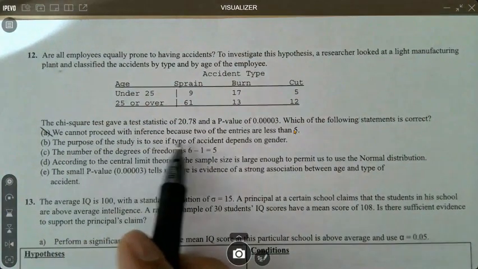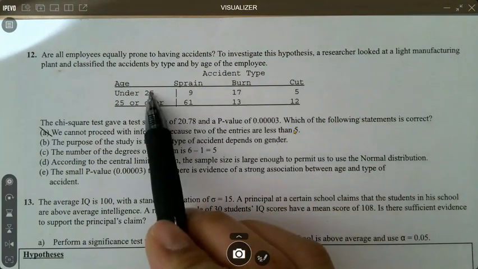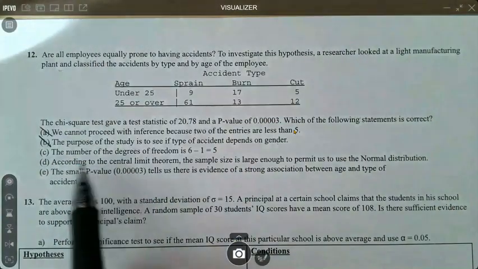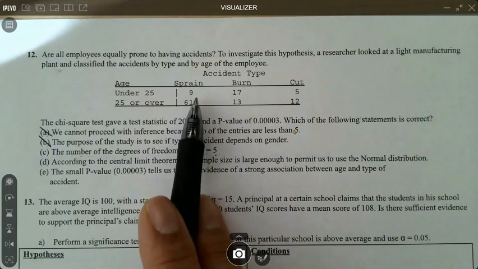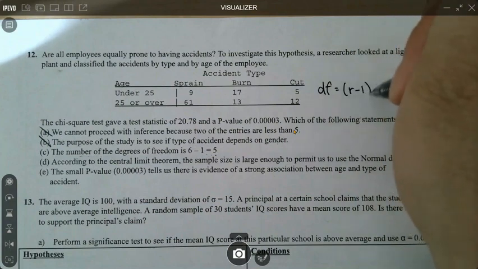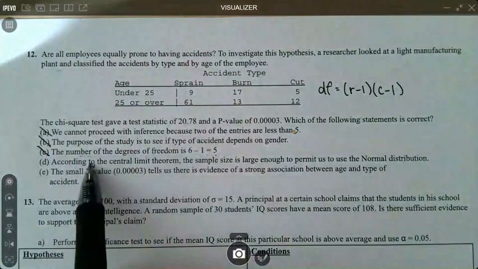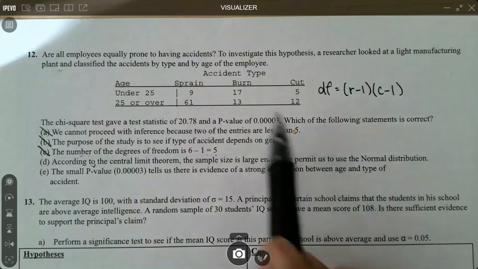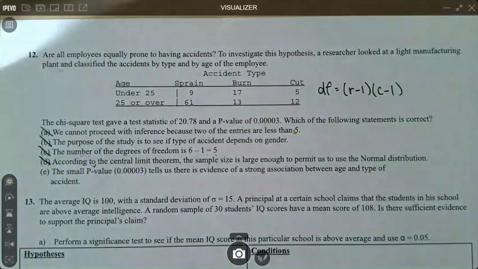B says the purpose of the study is to see if accident type depends on gender. Well, we are looking at accident types, but the other variable is not gender, it's age. So that's not B. C says the number of degrees of freedom is 6 minus 1, which is 5. For the chi-square test of association, the degrees of freedom is row minus 1 times column minus 1. So that's not how we do the degrees of freedom. D says according to the central limit theorem, the sample size is large enough to permit the use of the normal distribution. With this type of test, we do not use a normal distribution. We use a chi-square distribution, so it's not D.